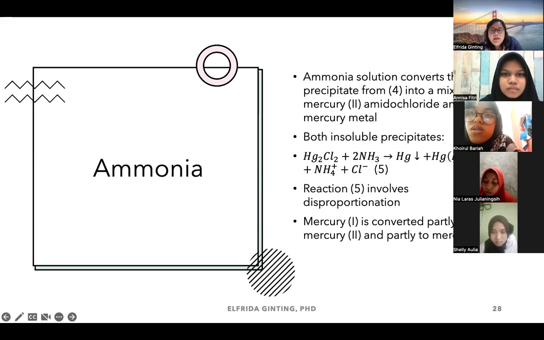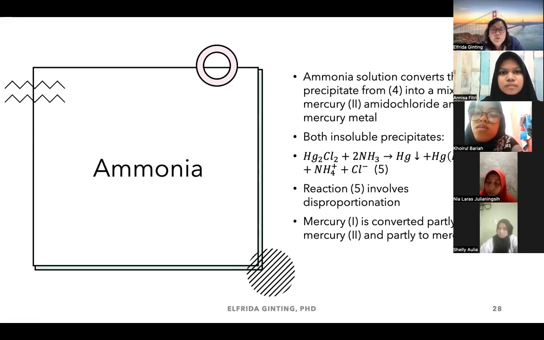Because mercury 1 belongs to group 1 cation. Mercury 2 here belongs to group 2 cation. So here you can see mercury 1 is converted partly to mercury 2 and partly to mercury metal. So you can use this reaction to analyze mercury 1 and mercury 2.